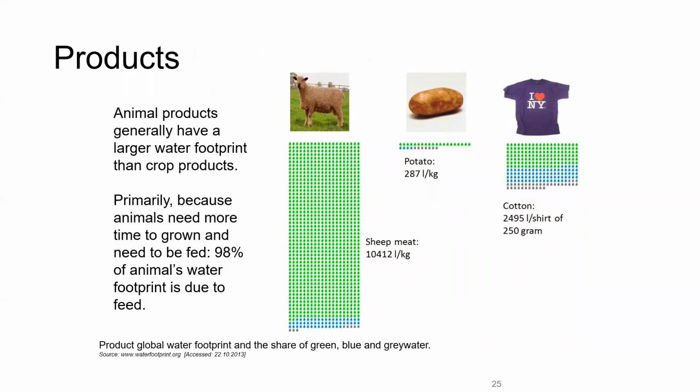Here, some examples are there. If we are going to use any product, how much water is being utilized, and which type of water. Here you can see the green and blue, and this is gray. And here again you can see this is the green, the blue, and the gray. So the total water footprint for 1 kg of sheep meat is about 10,412 liters on average. 1 kg of potato requires about 287 liters of water, and one t-shirt or shirt of 250 grams requires approximately 2,495 liters of water.